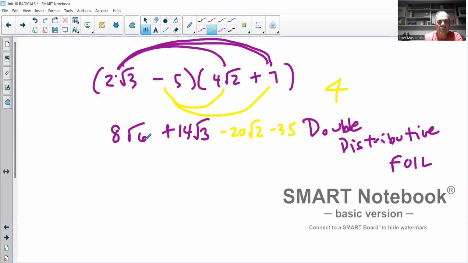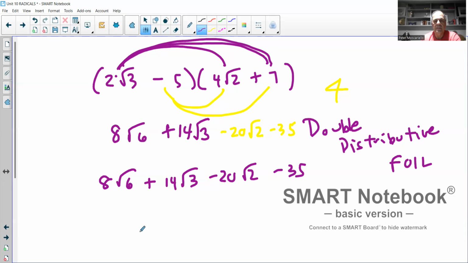Then are there any sock drawers to break down? Well, root 6 does not break down. Root 3, root 2, none of them have big enough sock drawers to break down. Then collect any like terms. Can we add any like terms? Root 6 is different from root 3, is different from root 2. Nope. So this is your final answer here. Okay, let's do another one.